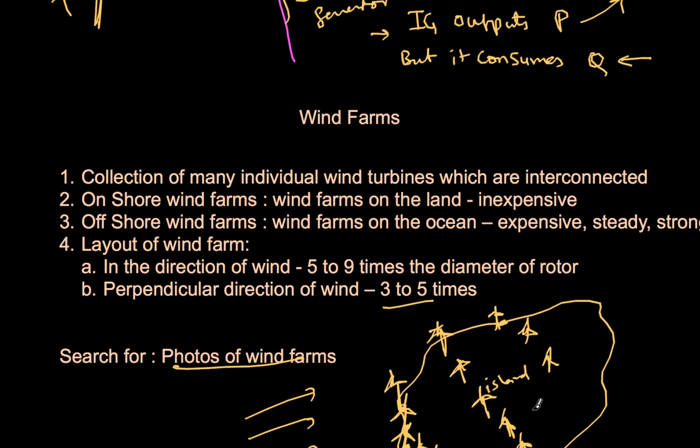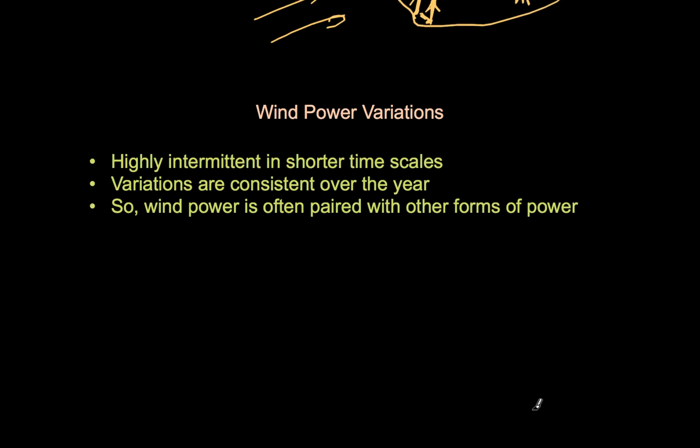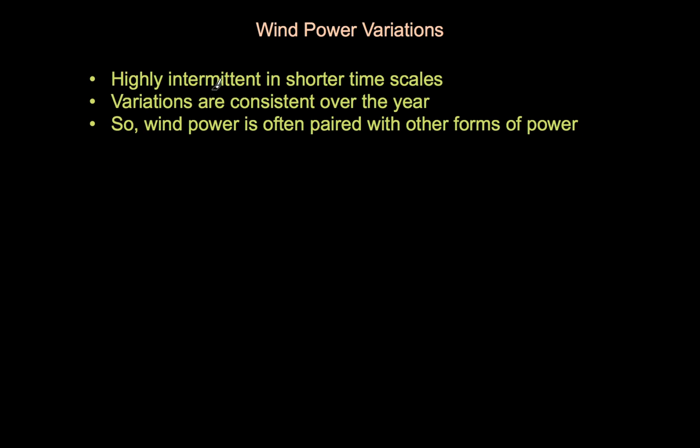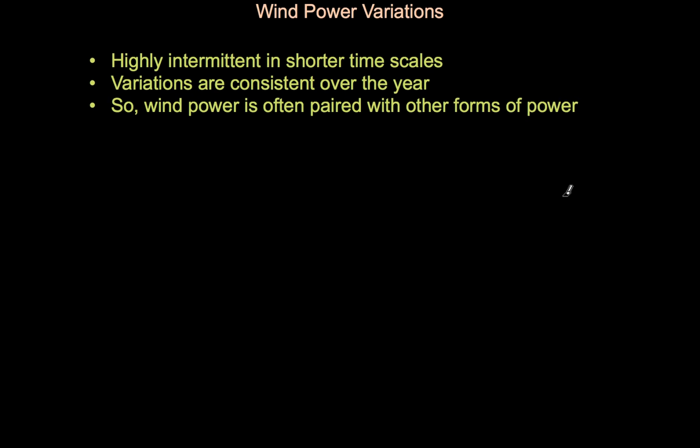Okay, let's continue. I mentioned wind power variations are highly intermittent on shorter time scales. Variations are consistent over the year. If you look over the minutes or hours, or over the seasons and months, there is a variation. But if you look over one year, the pattern is more or less the same. That's another slight advantage. Wind power is often paired with other forms of power. So that is also there.